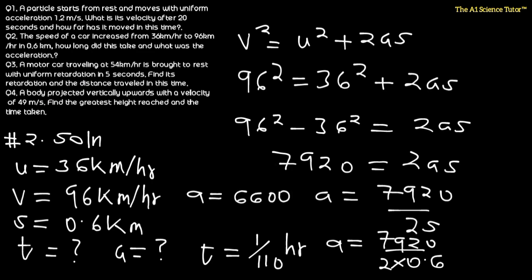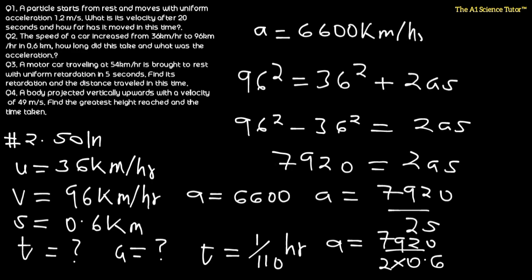kilometer per hour squared. I think I will just wipe this out and write it out more properly. So the acceleration is 6600 kilometer per hour squared. So that is basically the answer to that question. Now let us go on to the third question.